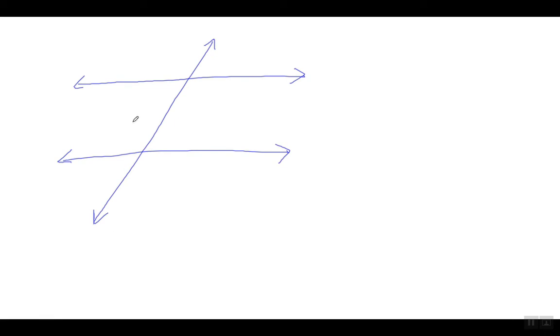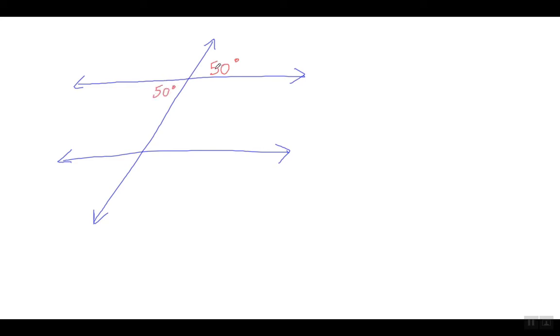Alright, so I'm going to put a random number. Alright, let's say this is 50 degrees. Okay, if this one's 50 degrees, this angle is vertical angles with this one right here. And we've already learned that vertical angles have the same measure. So if this is 50, this has to be 50.